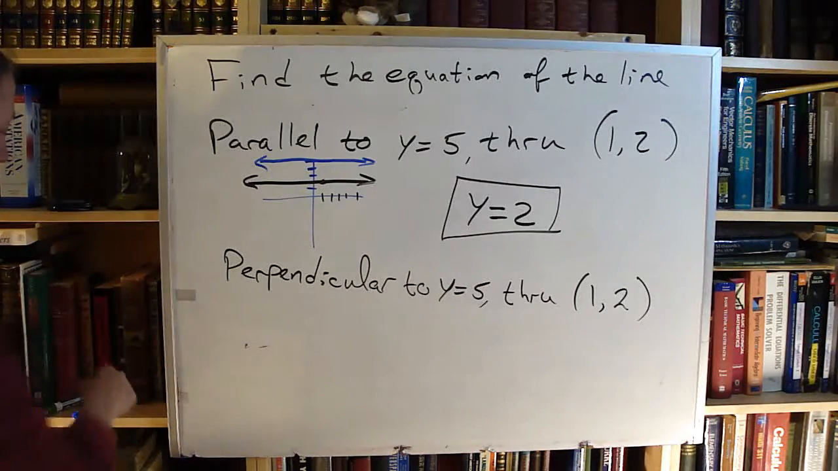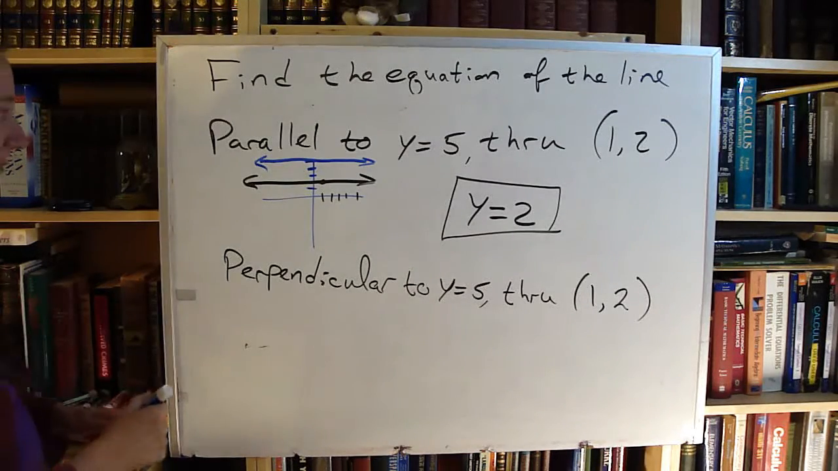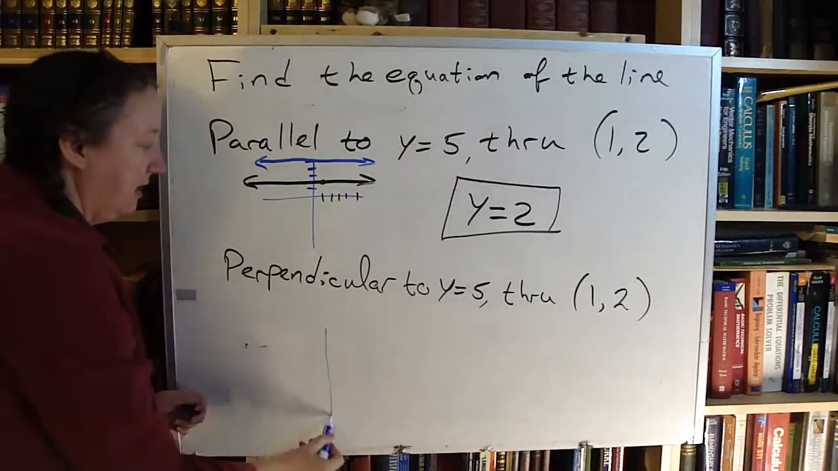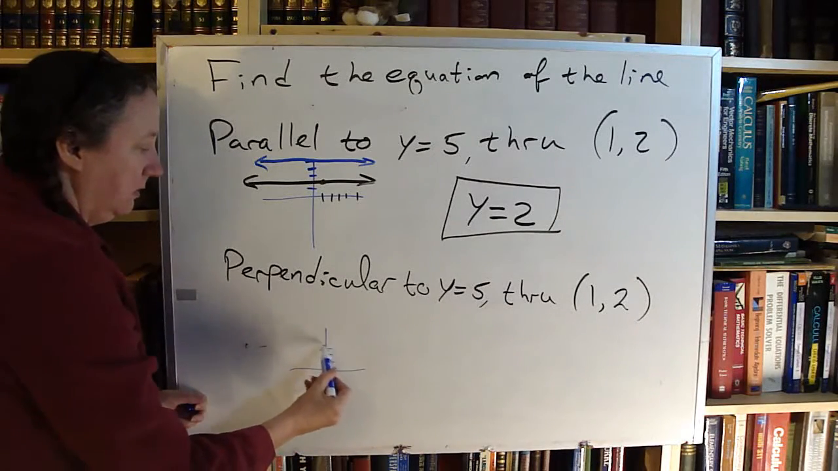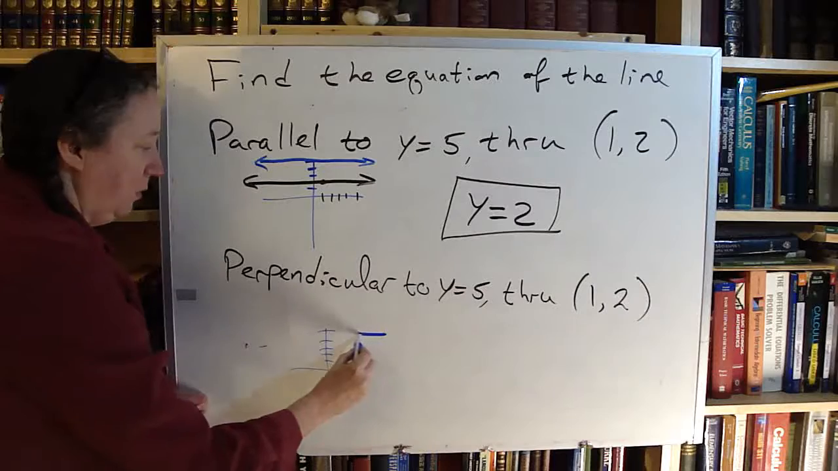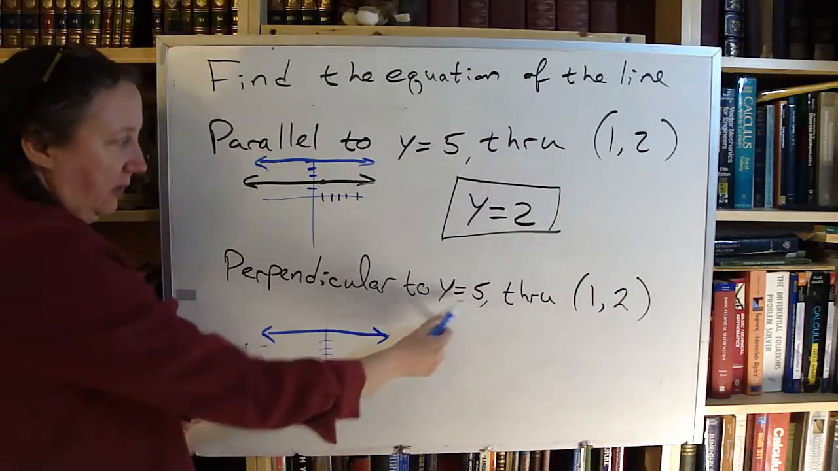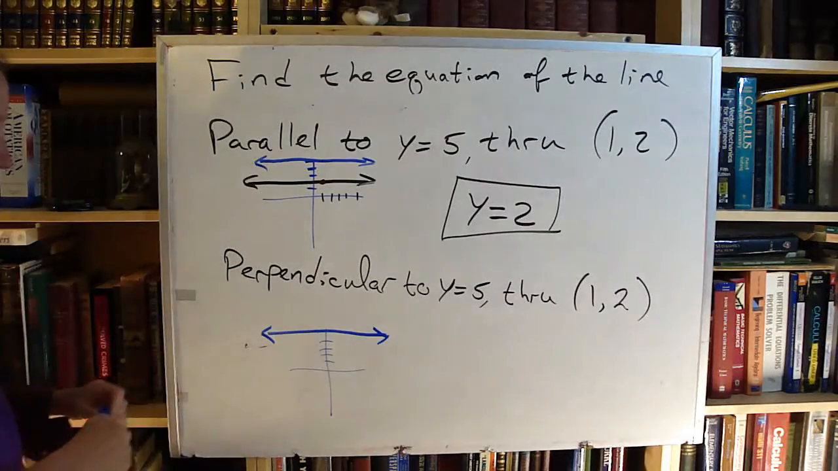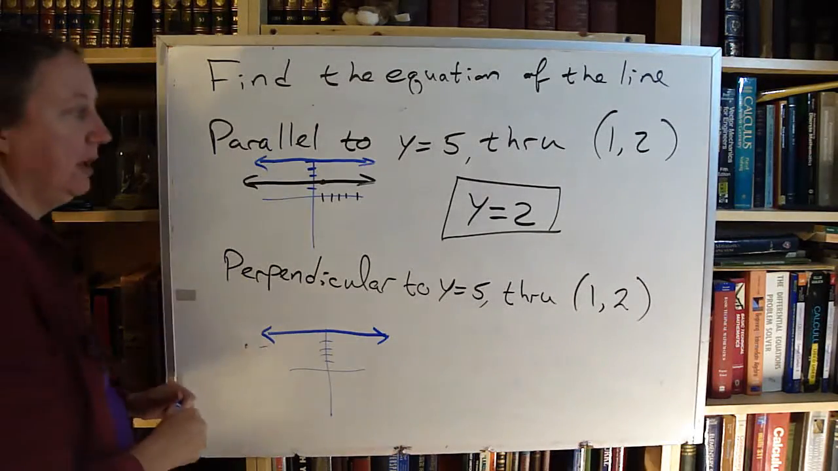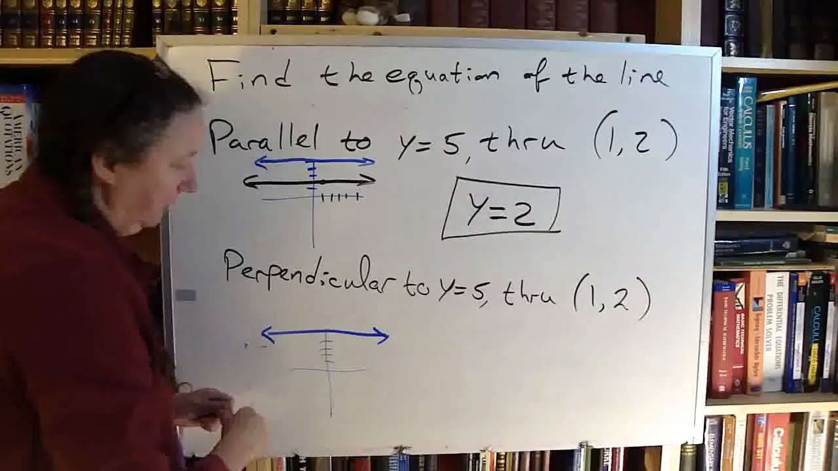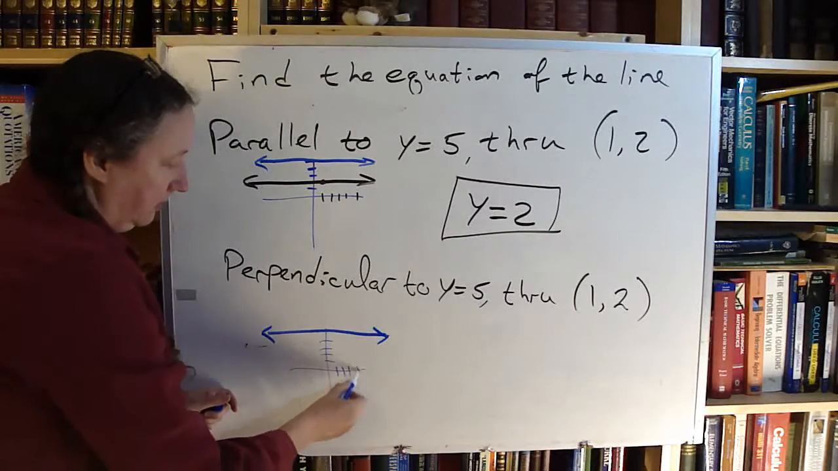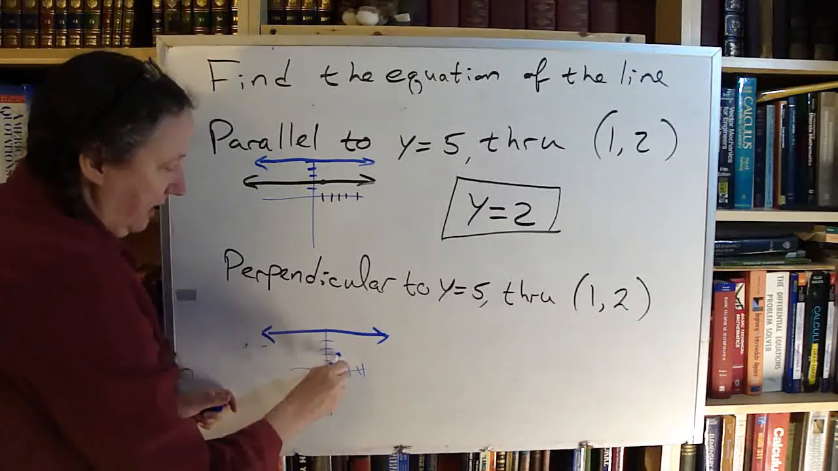Next, I want to do one that's perpendicular. So again, I have my axes. I have my equation y equals 5, because it's still that same equation. And again, I want it to go through the point (1, 2). So I find my (1, 2). Right there.